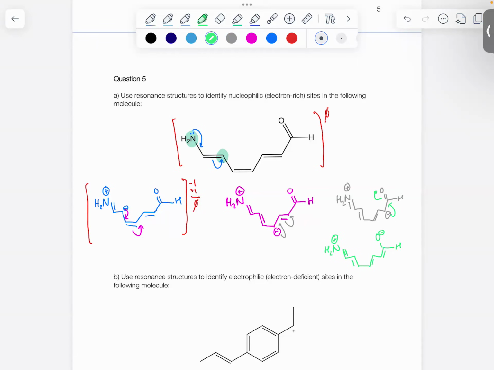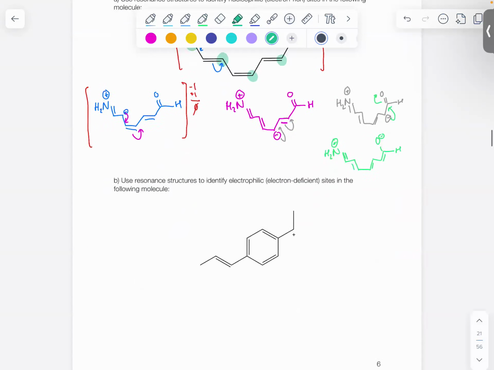So that gives us all of our possible resonance forms. And so anywhere that we had a negative end up, you can go ahead and mark as electron rich. The same idea can be used for identifying electrophiles as well. But remember I said that the butt of our arrow should be at an electron.